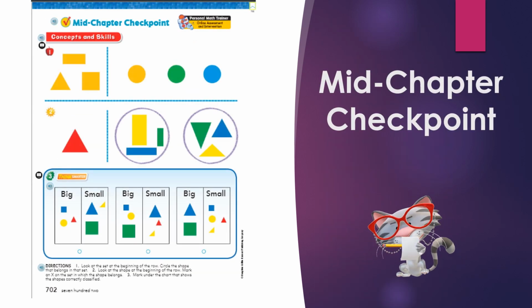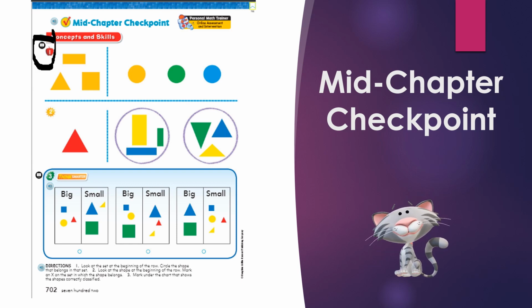Okay, class, now we're all on page 702, and we are going to do the mid-chapter checkpoint, which is just where we go ahead and answer the next 3 questions about what we've learned over the past week. So take a look at number 1. Right here, we have a group or a set of shapes at the beginning of the row. I want you to look at the remainder of shapes over here and circle the shape that would belong with that set at the beginning of the row. Which of those shapes could we classify in the same group as the set in the beginning?